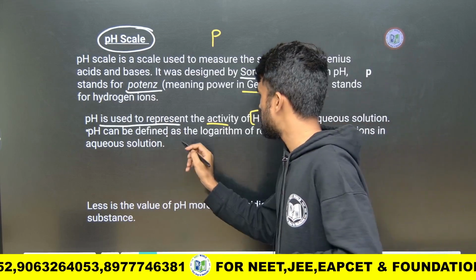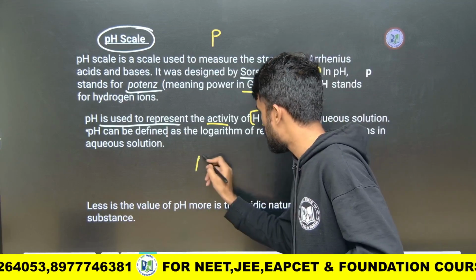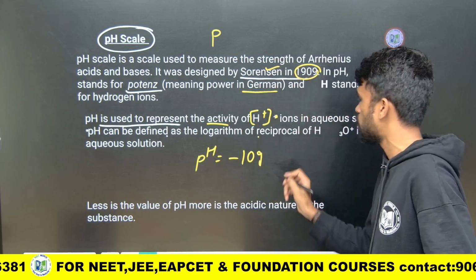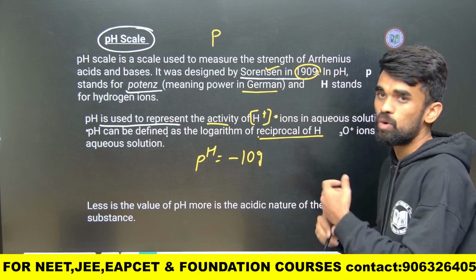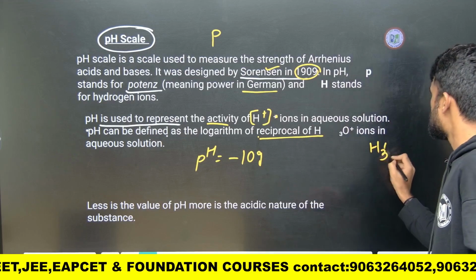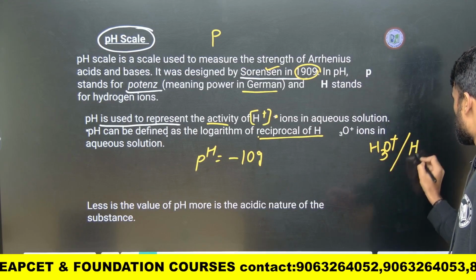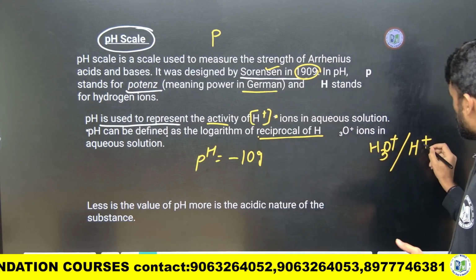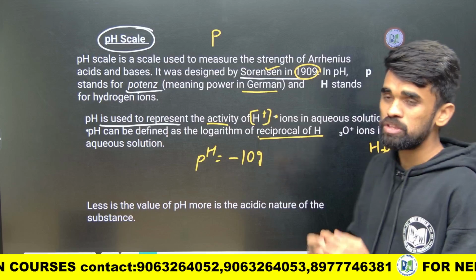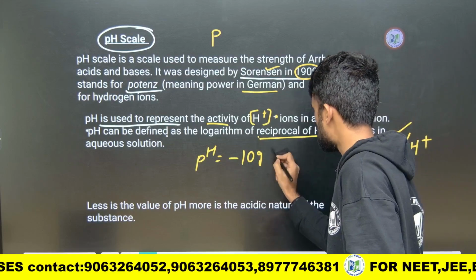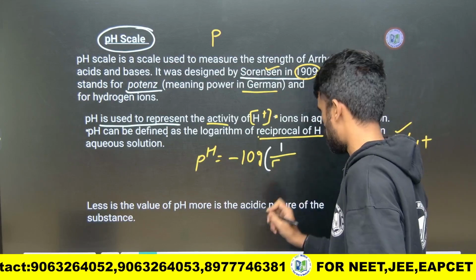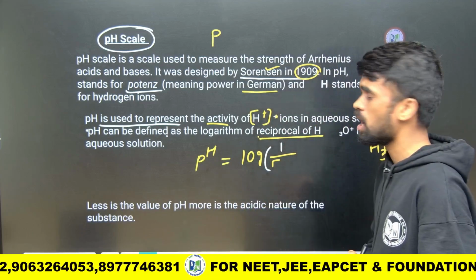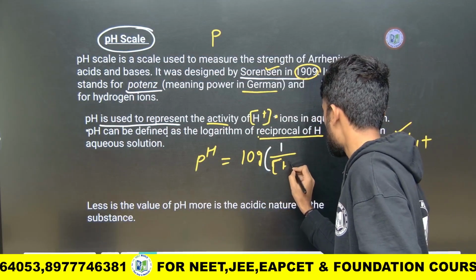How can we define pH? pH can be defined as minus logarithm of the reciprocal of H3O plus ion, or simply you can write H plus ion. Since we are defining it in the aqueous medium, H plus and H3O plus ion are both the same here. So I can write directly pH equals log of the reciprocal of H plus ion concentration.